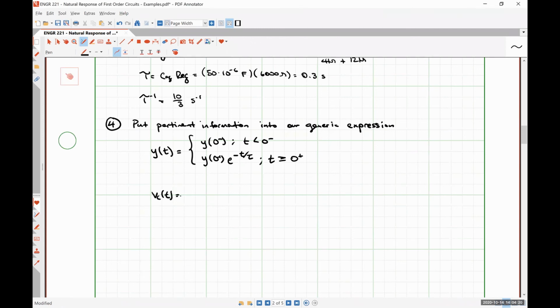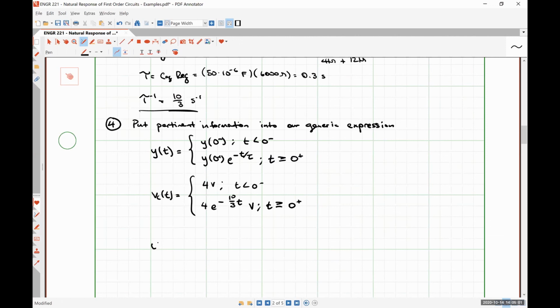All right, so Vc of t. What was the value of the capacitor voltage at t equal to 0 minus? 4 volts. What was the value of the capacitor voltage at t equal to 0 plus? It has to be 4 volts because it can't have changed. E to the minus t divided by tau is the same thing as multiplying by the inverse of tau, which is why I took the time to do this. So 4 e to the negative 10 thirds t volts for t greater than or equal to 0 plus.